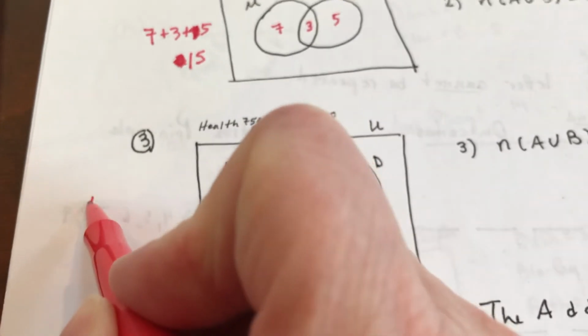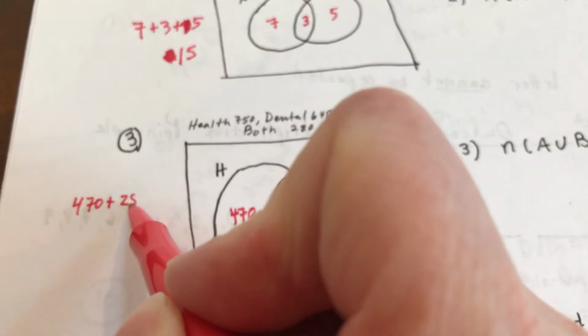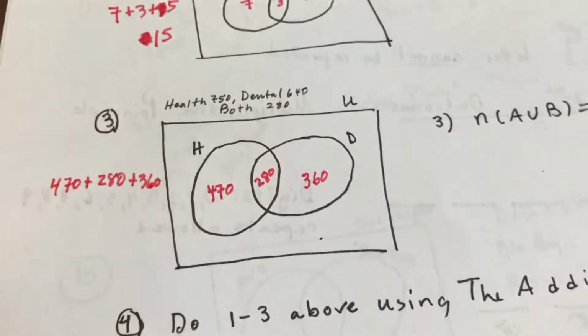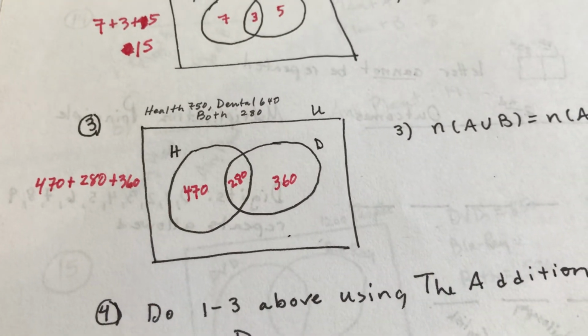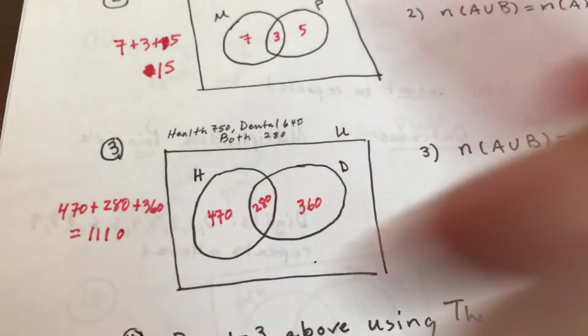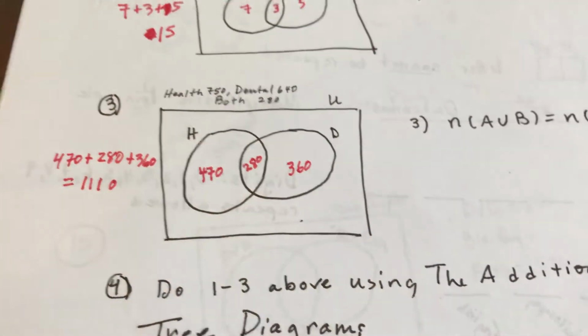So we're going to take the 470 plus 280 plus 360 to answer that question. And that adds up to 1110. All right, and what we have to be careful of is not double counting.